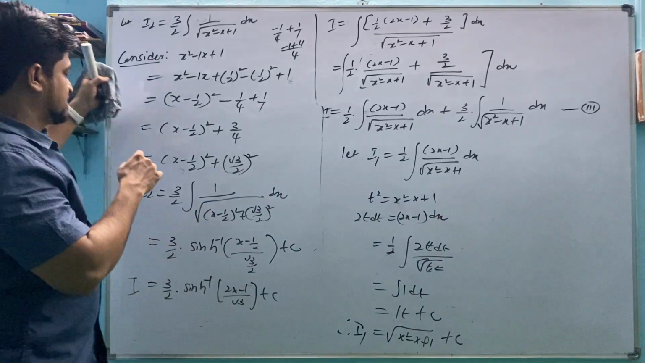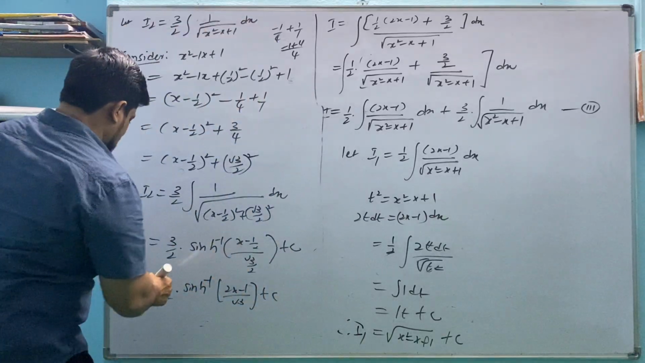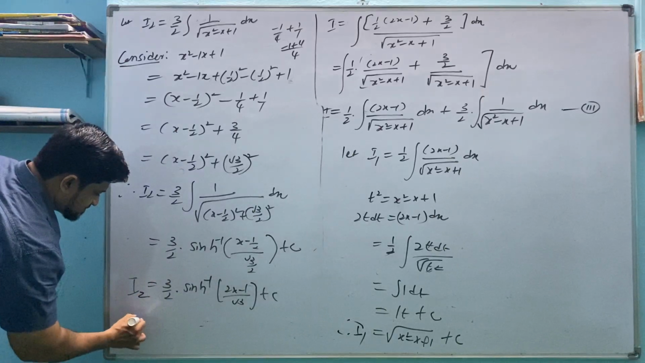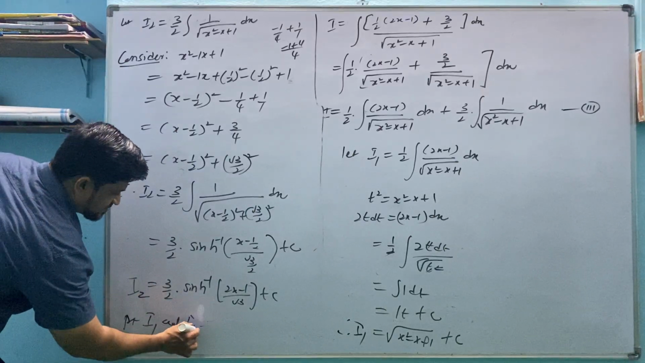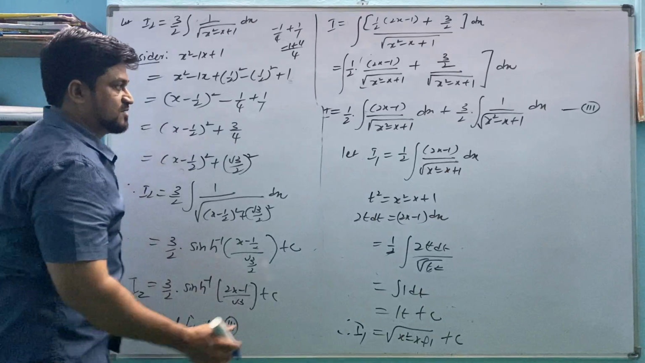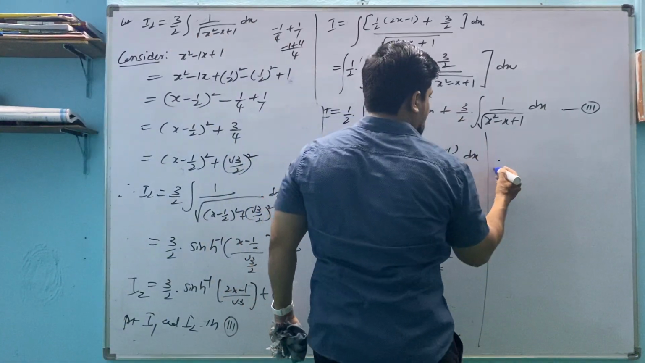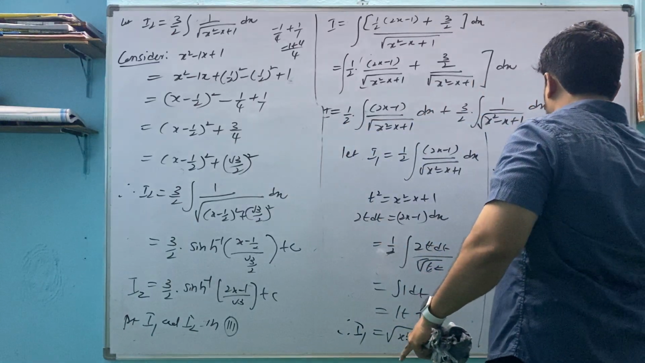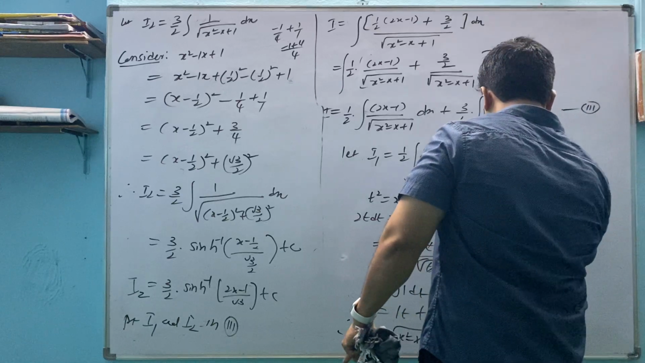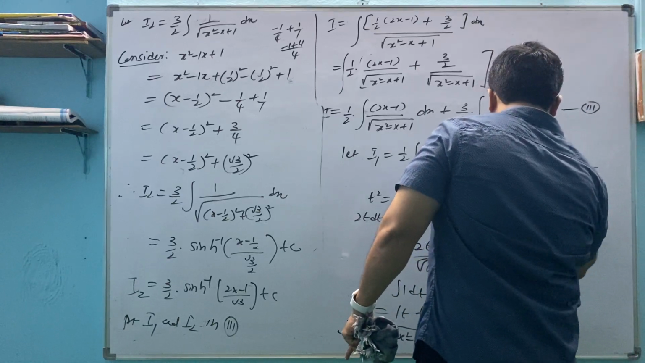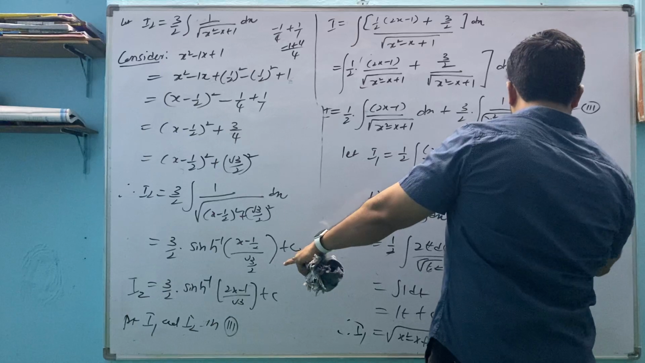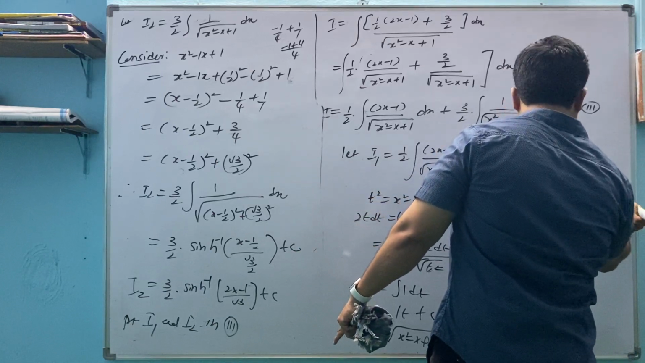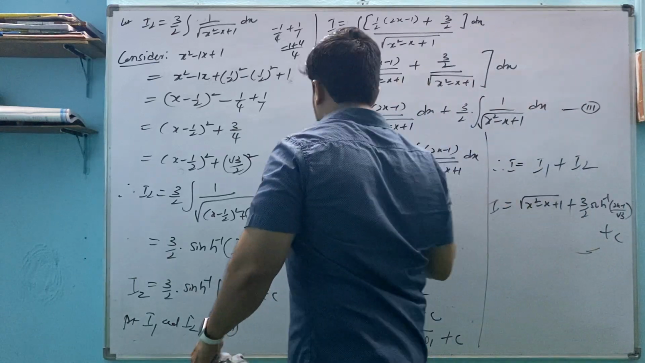Now this is I2. What we have to do is put I1 and I2 in 3. Therefore, I equals 1 by 2 times I1 plus I2 answers. I1 answer is root over x square minus x plus 1, plus I2 answer 3 by 2 sinh inverse of (2x minus 1) by root 3 plus c. So this is the answer.